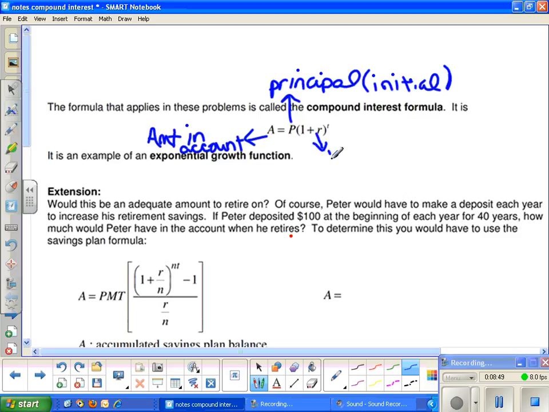R is your rate, which is going to be your percent. You need to always remember you change it to a decimal, unless for some reason you had like 200%, or you made your decimal 2 places, you'd have a 2. That's not going to happen. And then this one up here is your time in years. And so this is an example of an exponential growth function.